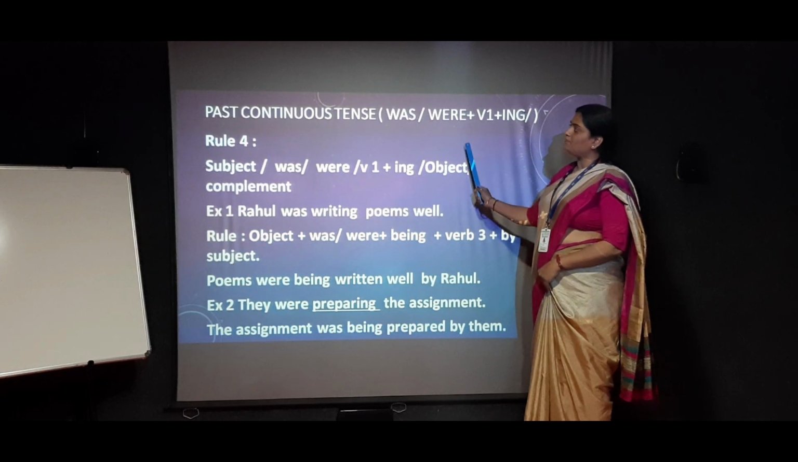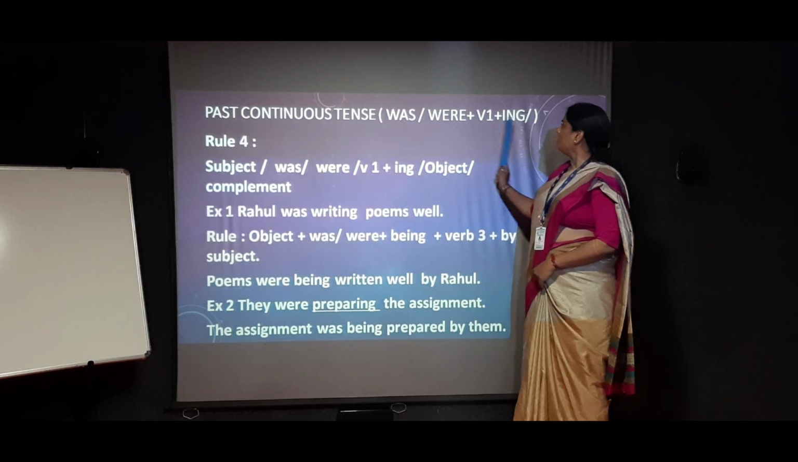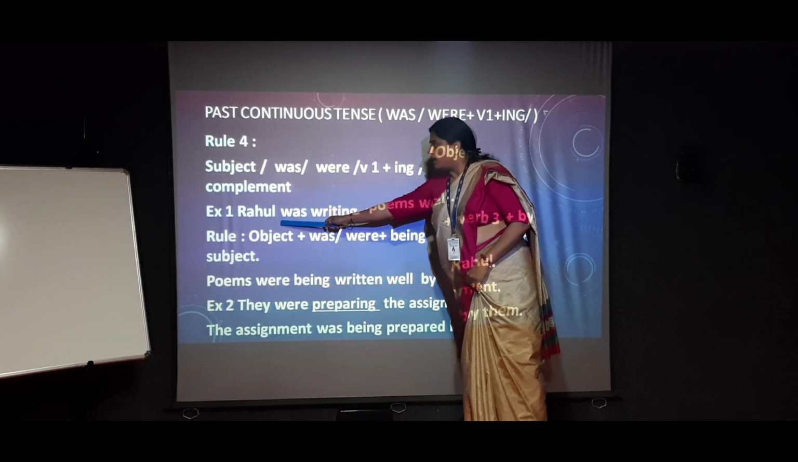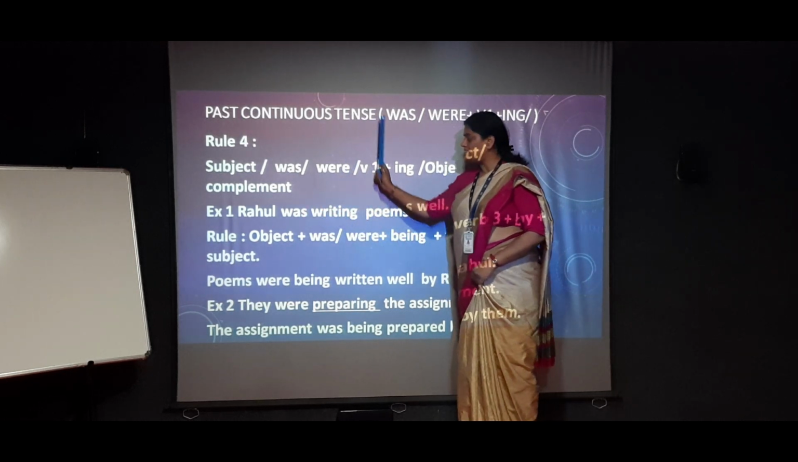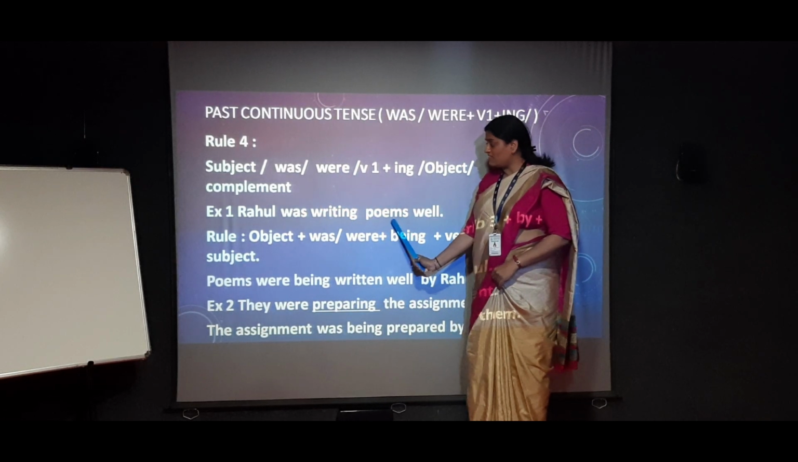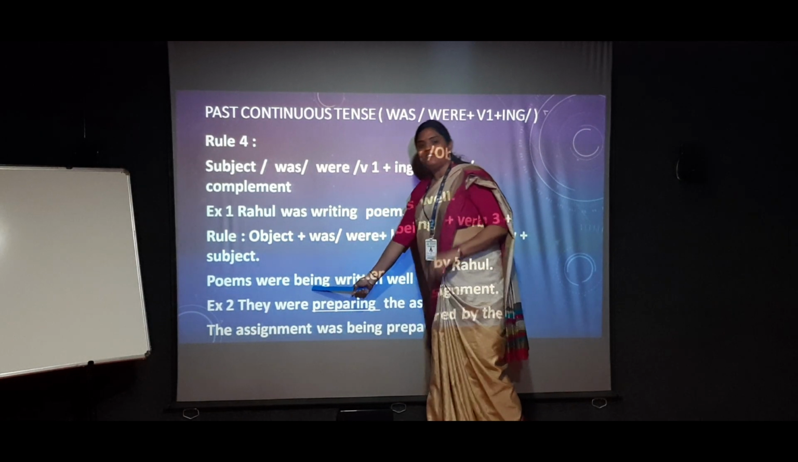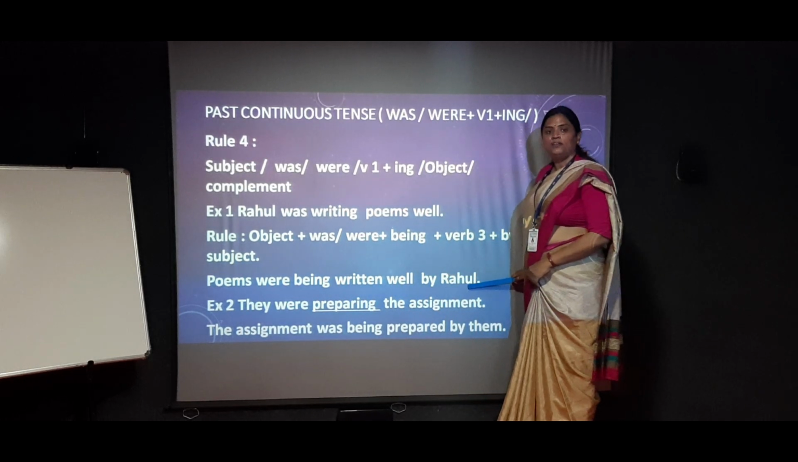Our next tense is past continuous tense, and its identities are was and were. The first form is used. First we will see the example. Rahul was writing poems well. Was writing is past continuous, but our object is changing the place of subject. So poems were being. Simply we have to add the word being: written well by Rahul.